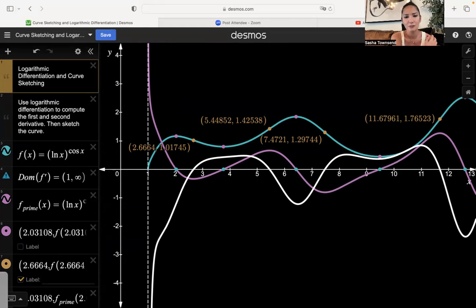We can use it to find slopes of tangent lines. We can use it to find instantaneous rate of change if we had a real world function that had a base that changes or an exponent that changes, or we have both of those at the same time. All of those computations we can do with logarithmic differentiation. So I hope you like that new technique.